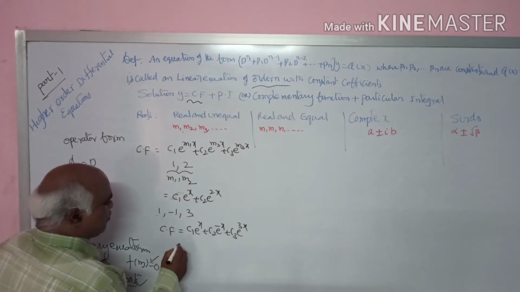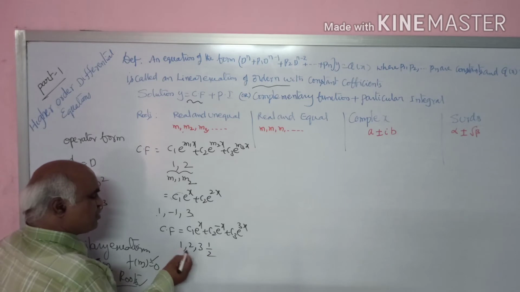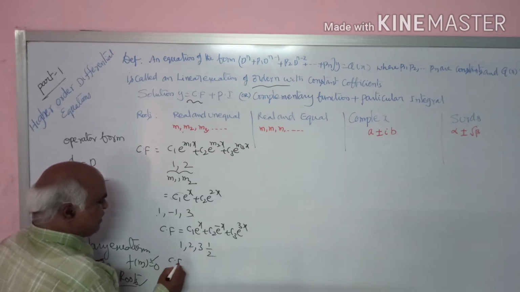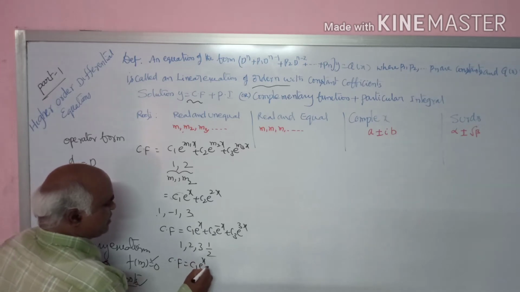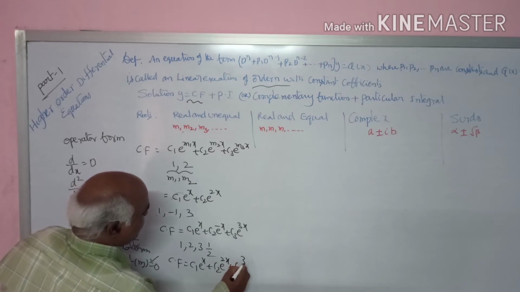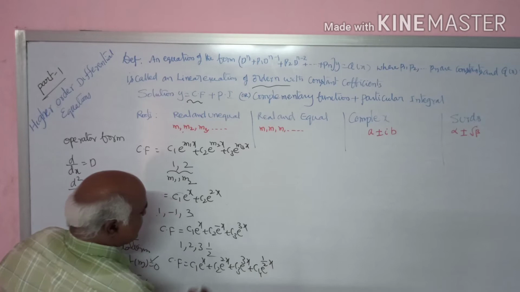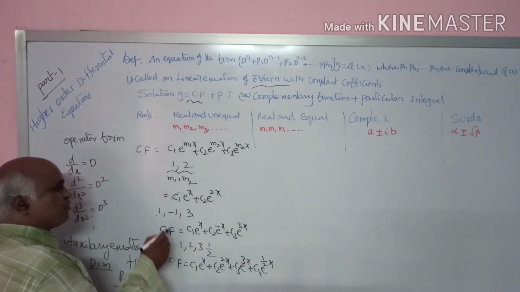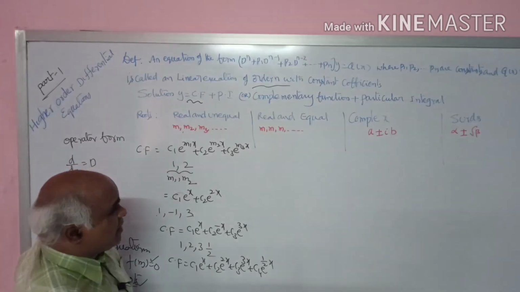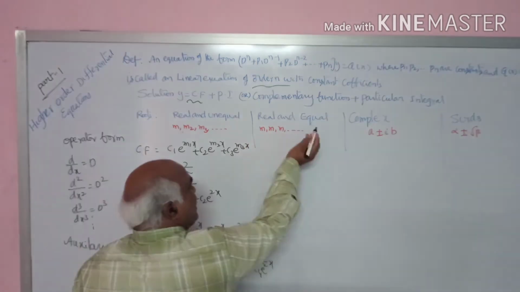Similarly, you can take four roots 1, 2, 3, 1 by 2. You can read them as m1, m2, m3, m4. The complementary function is c1 e power x plus c2 e power 2x plus c3 e to the power of 3x plus c4 e to the power of 1 by 2 into x. This is the example for the real and unequal case. Now the second case: real and equal.